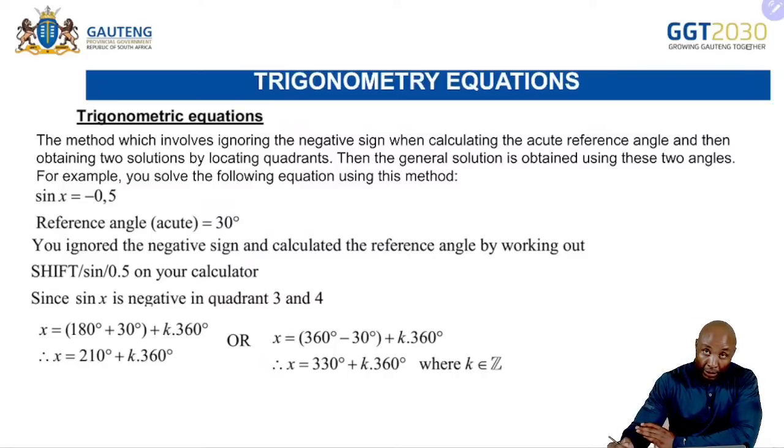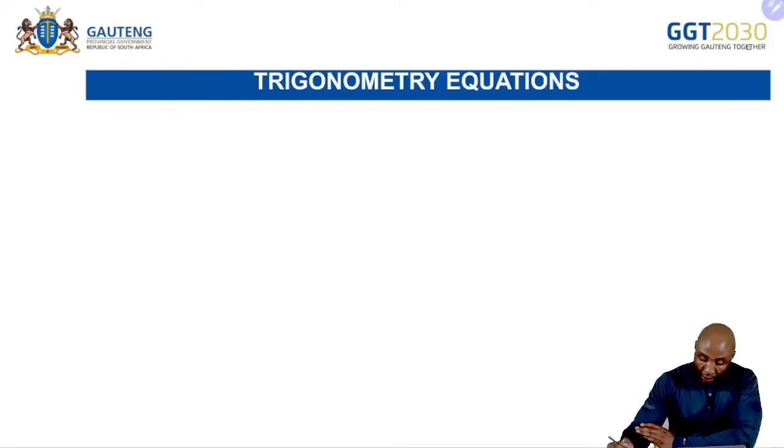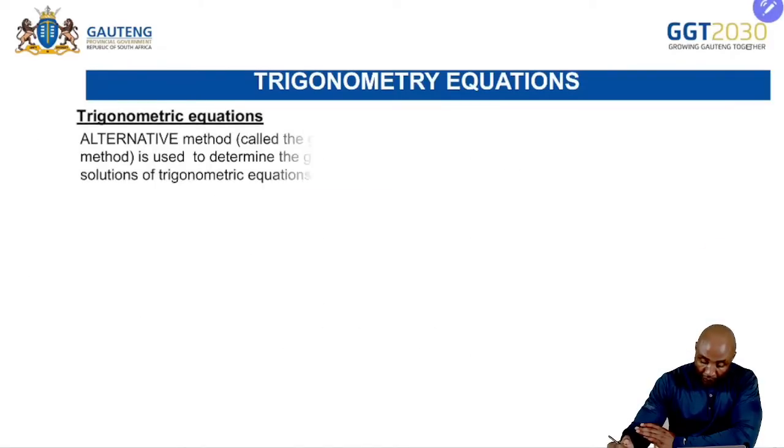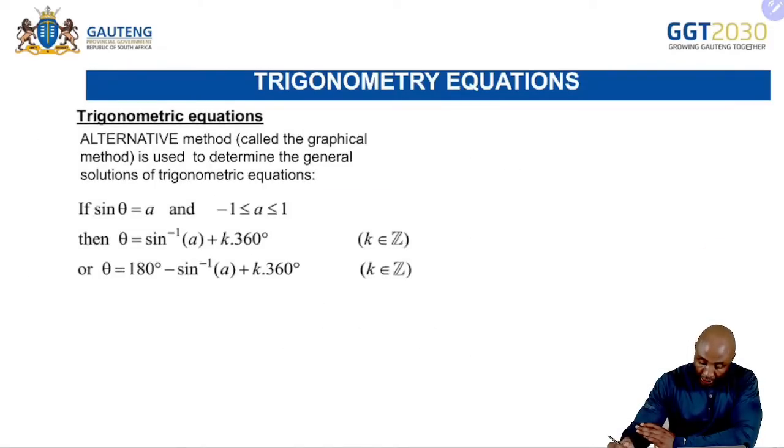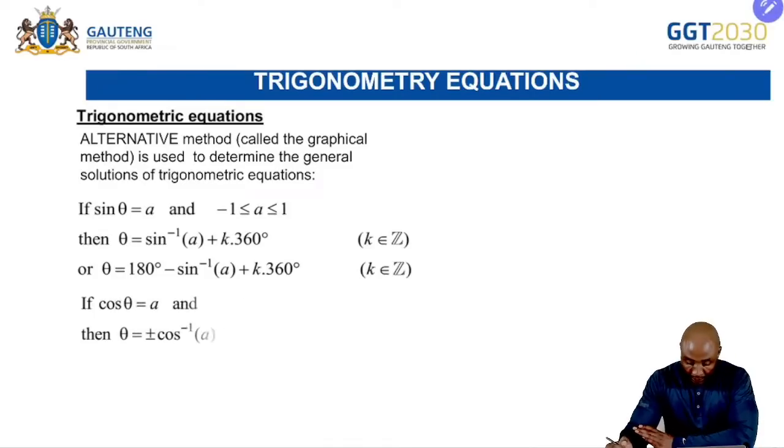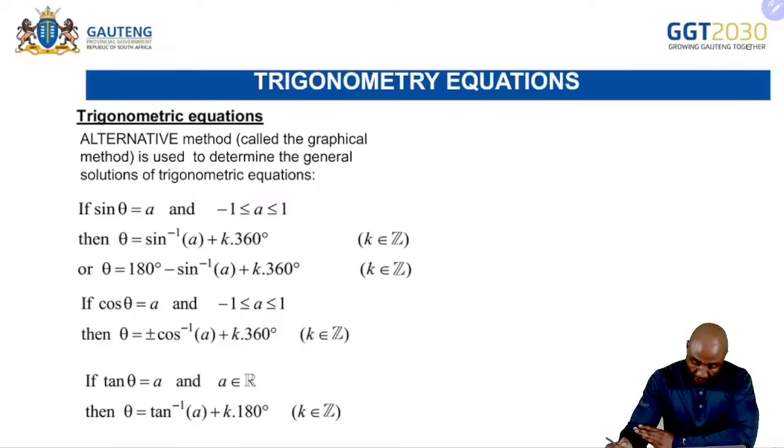360 degrees is the period, and we will move on to the alternative of solving trigonometric equations. You remember this one? I know we have discussed it before. And for sine, we know that our theta is equal to sine. You shift, get your angle, then plus, and then 180 minus whatever you get as your angle, then we should be able to get our general solution correctly.